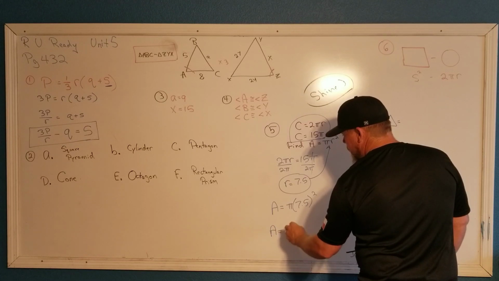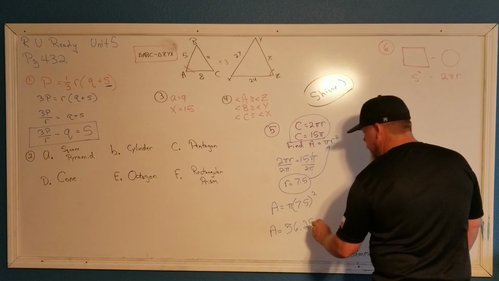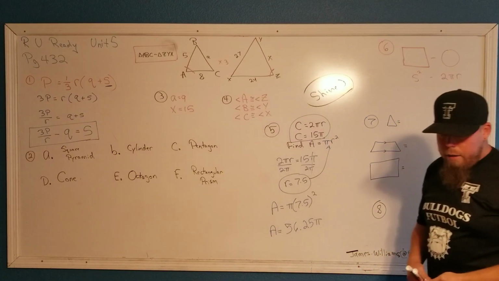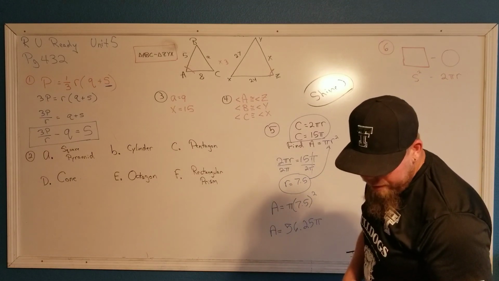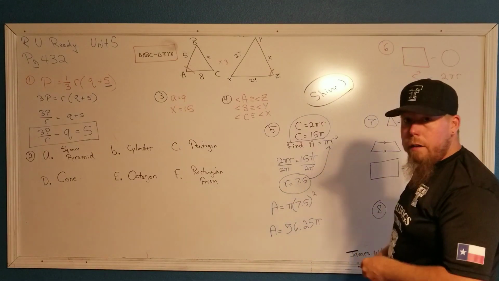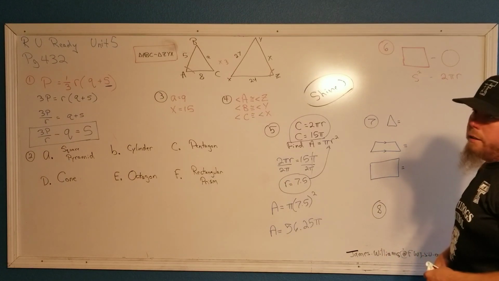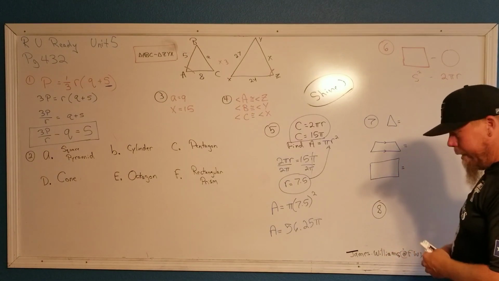So our area is going to be 56.25 pi. Okay? You can multiply it out, but there's no reason to. That is a good enough answer there. Okay? In fact, in terms of pi is what we would call that, and I think that's the best answer because it's not rounded. Number 6.